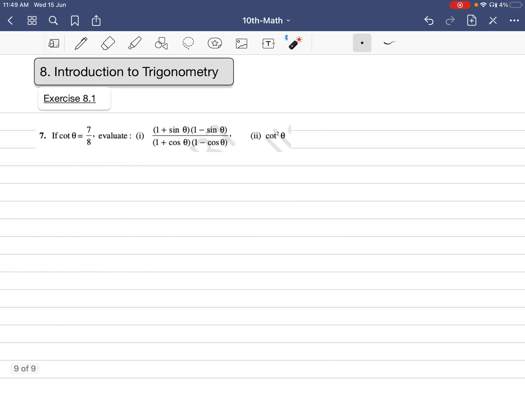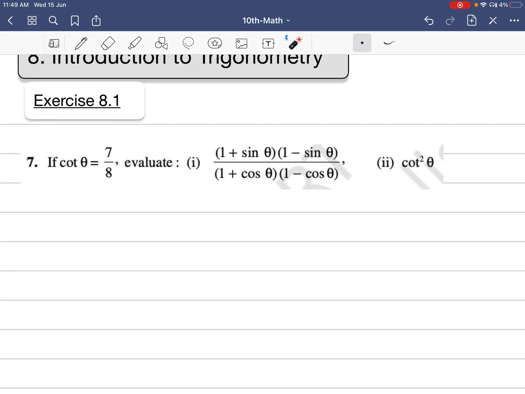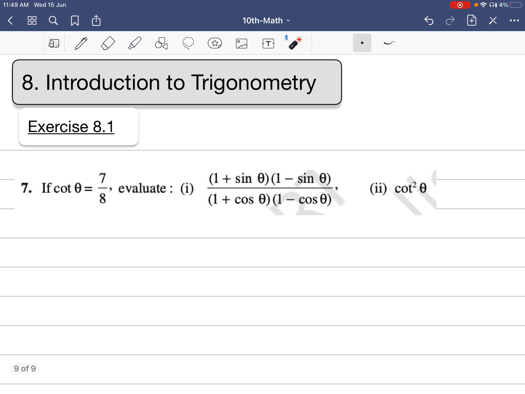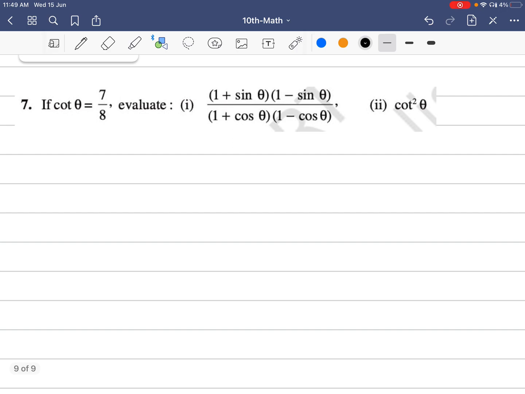Now let's go to the next question, which is question number 7 from the same exercise 8.1. So again, the question is quite familiar. Let's read it out. If cot of theta is equal to 7 by 8, then evaluate this expression, expression number 1, and this expression, expression number 2. So this is cot of theta. Now theta is some angle of a triangle. So let's represent it in the form of a triangle. So I'm going to do that first.